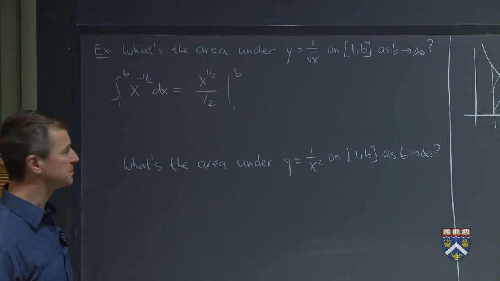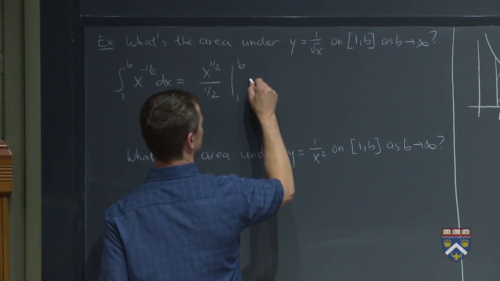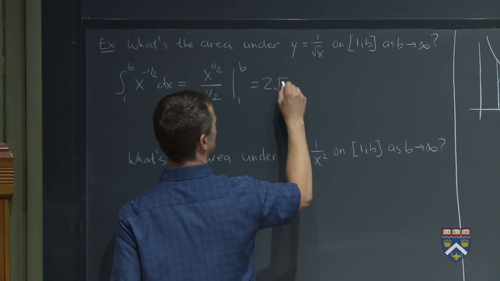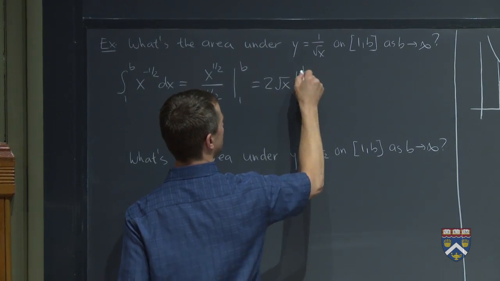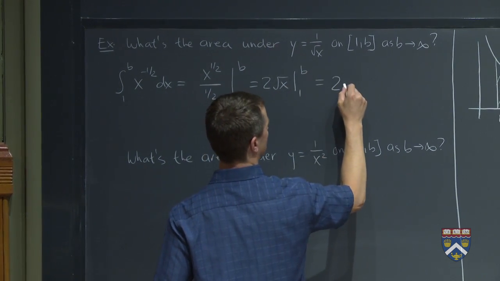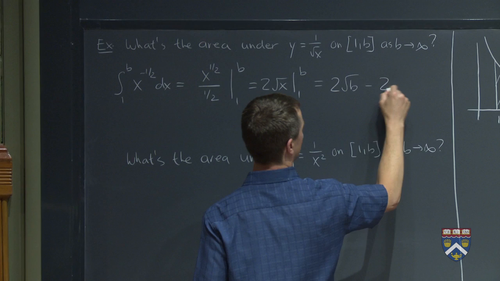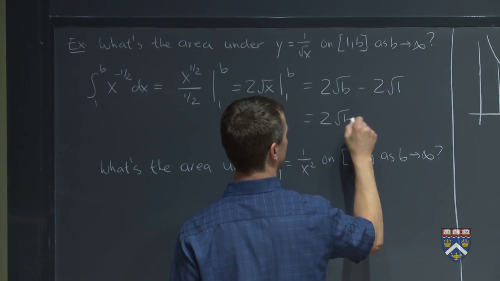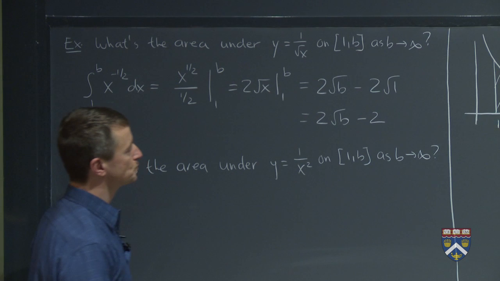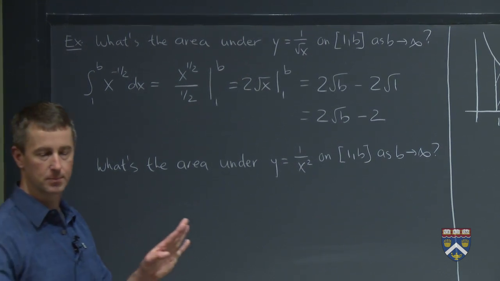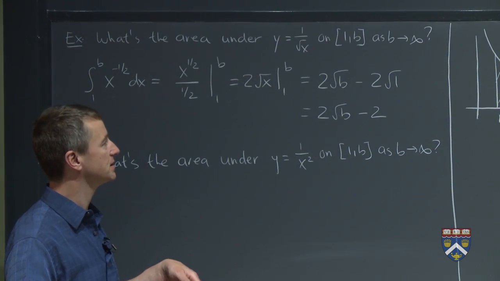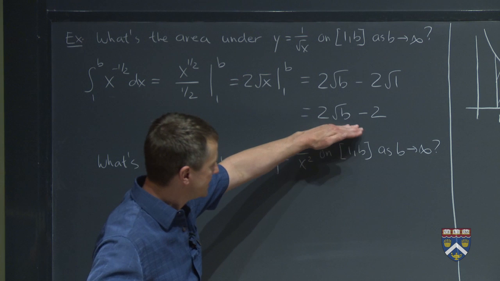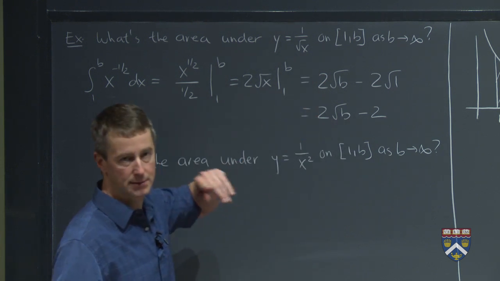Dividing by a half is the same as multiplying by 2, right? So this is really the same as saying 2 square roots of x from 1 to b. The fundamental theorem says plug in the top number, plug in the bottom number, and subtract. So just 2 square roots of b minus 2. We're going to have an applet for you to explore this in a minute before we come to some conclusion. So this is how much area we get under this curve from 1 to b.